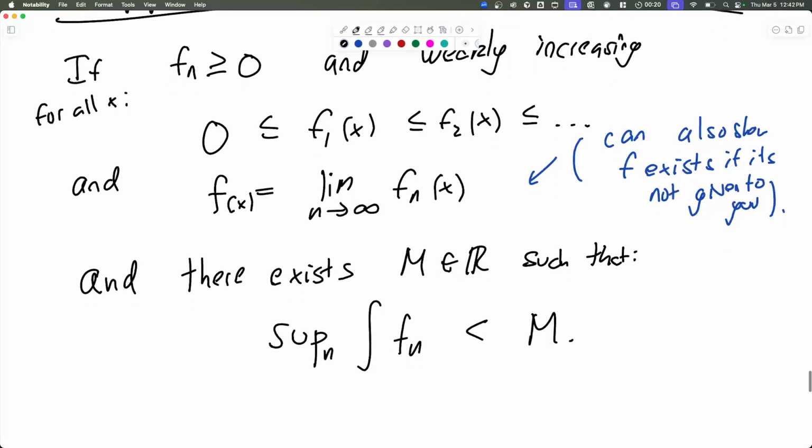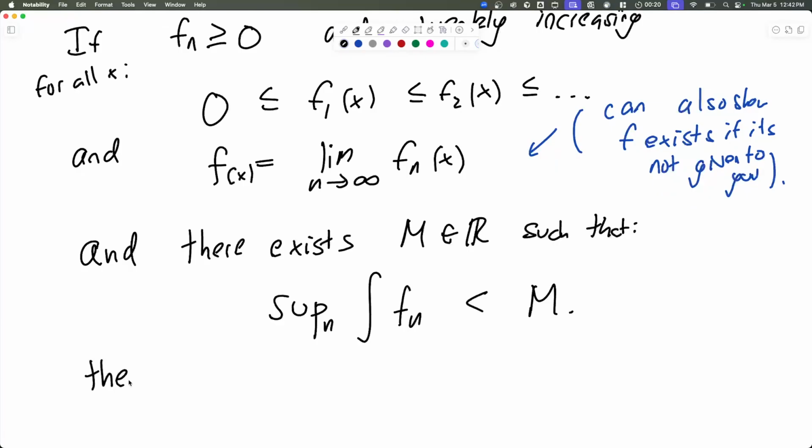Okay, and the conclusion is then fn goes to f in L1. So f was defined to be the pointwise limit, and as long as the functions are increasing and their integral doesn't blow up, then the pointwise limit will also be the L1 limit.